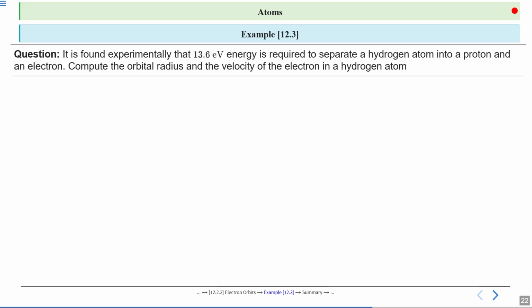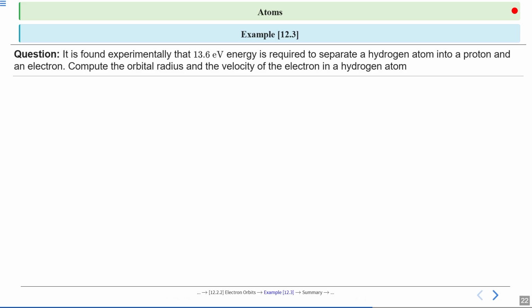So what is ionization energy? Ionization energy is the minimum energy required to remove the electron, loosely bound electron, from the atom. Okay. So focus on how the question asks to find two things: the orbital radius, okay, and the velocity of the electron in a hydrogen atom.